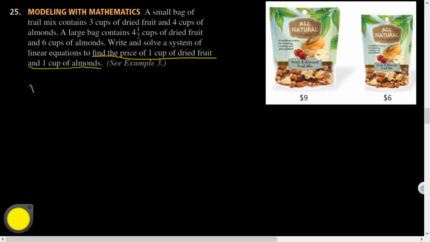All right, the thing that they're asking us to do. So I'm going to say x is the price per cup of fruit, and let y equal the price per cup of almonds. Right? So I define my variables based on what the question is having me look for. Like 95% of the time, that's all you'd have to do to define your variables.